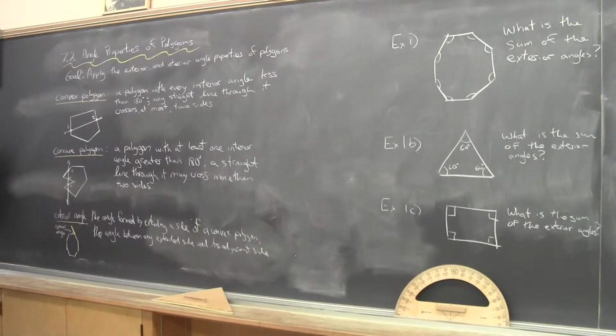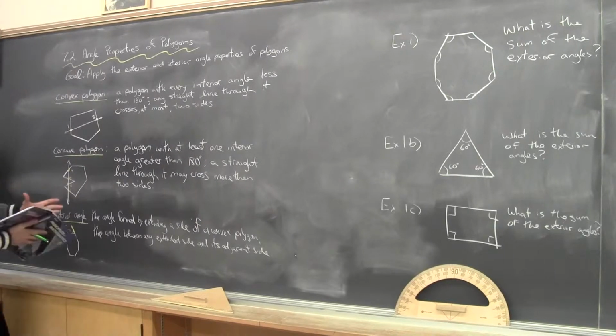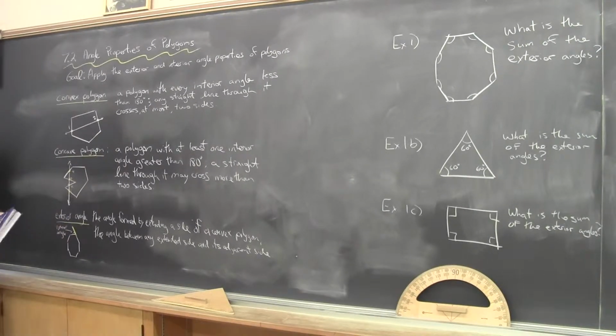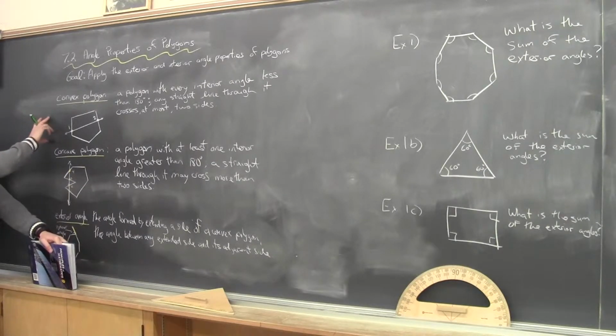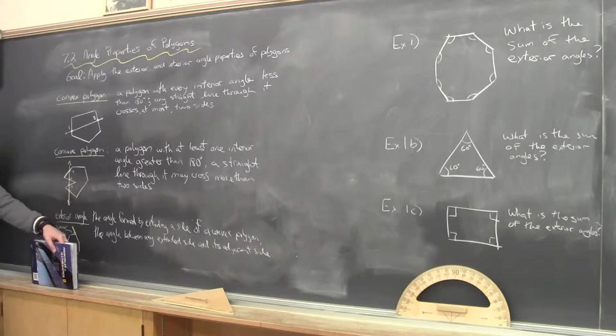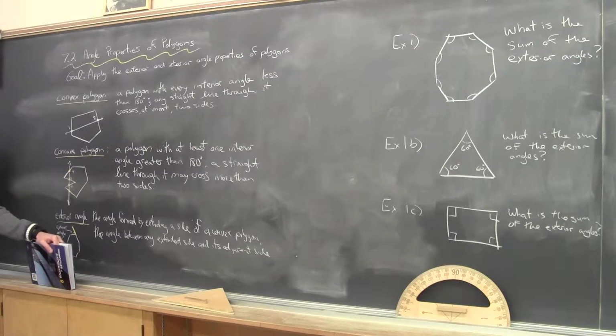All right, 7.2 in your textbook, page 391. We're talking about angle properties of polygons. Our goal is to apply the exterior and interior angle properties of polygons. So we have to talk about two different types of polygons, convex polygons and concave polygons.